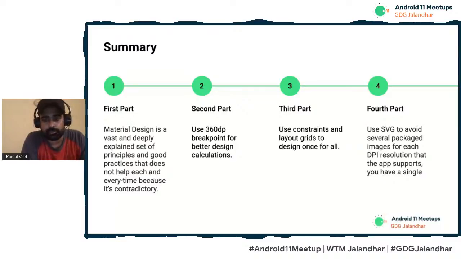And the most important thing about SVGs is that they are very small in size. If I say in KBs, you can get it. So obviously it will help you to reduce your APK size for sure. So try to use SVG images in your Android application as much as you can.